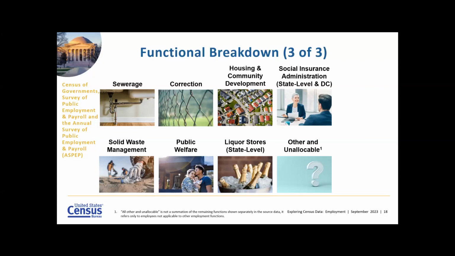So for example, let's say we have a special district that focuses on water supply and sewerage. With that water supply and sewerage district, you're going to have some employees who would fit in the water supply function, some who will fit in the sewerage function. On the other hand, you're also going to have some employees who really are serving both needs. They're perhaps administrative support staff or financial support staff for both those functions. They would fit under other and unallocable.